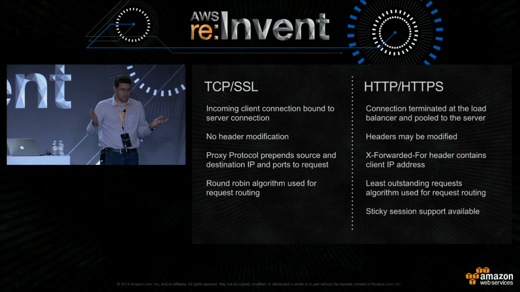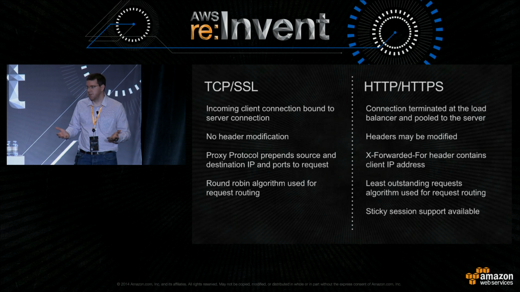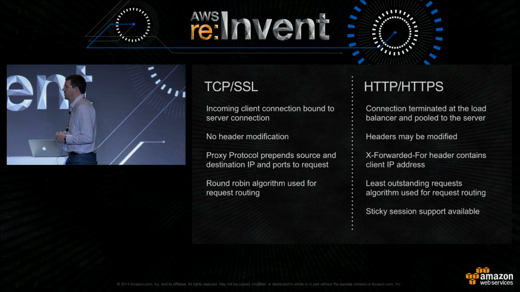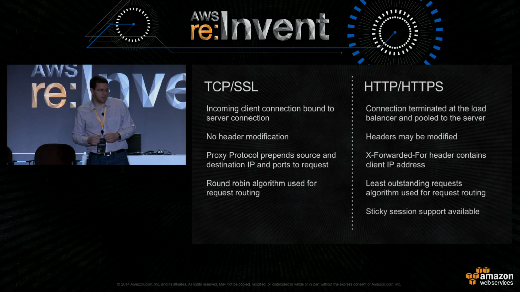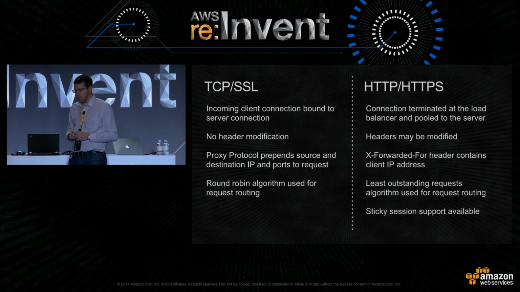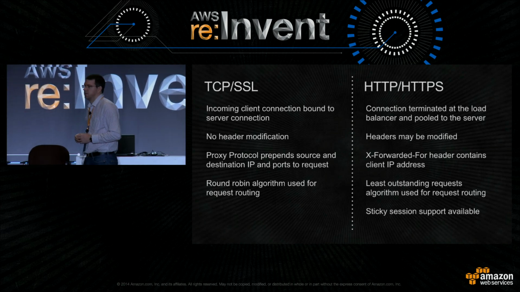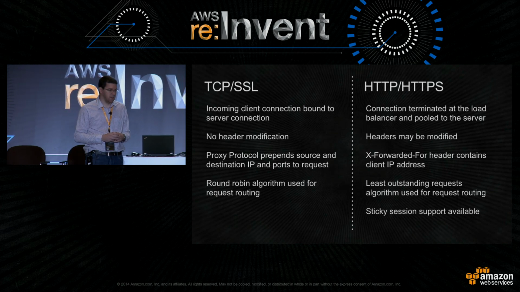Obviously, one of the first things you have to do with a load balancer is create a listener. You need something where you're going to accept traffic on port 80, and then route that traffic to maybe port 8080, or accept traffic on 443 and route that to the backend. Today ELB supports two types of listeners: TCP or SSL is the first type, and HTTP or HTTPS is the second type. Now, some of the key differences here.